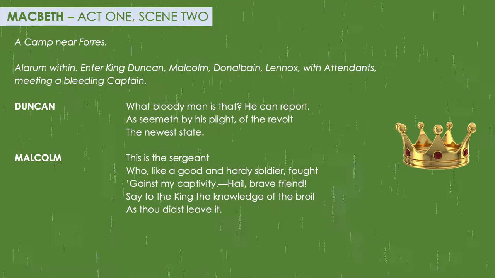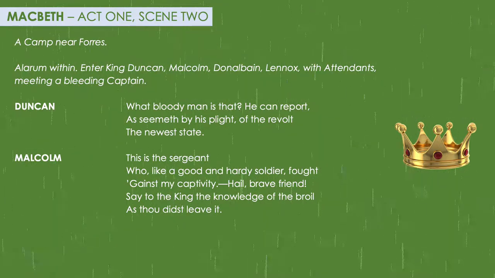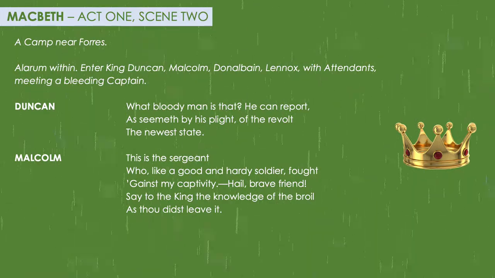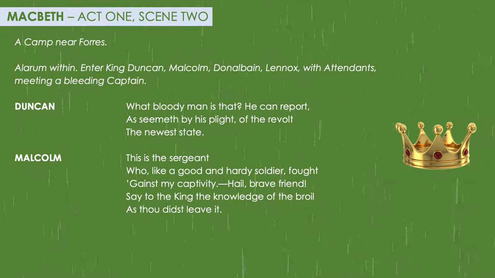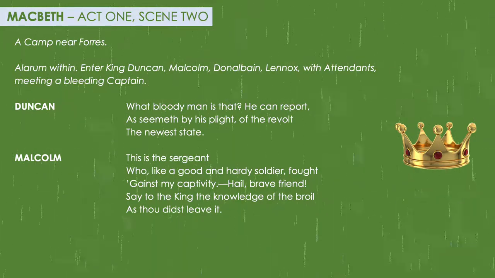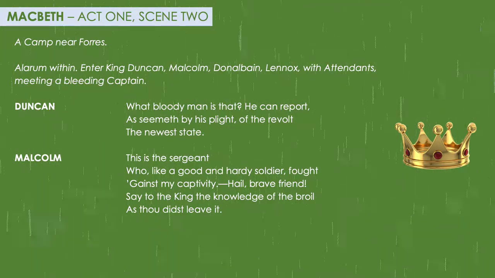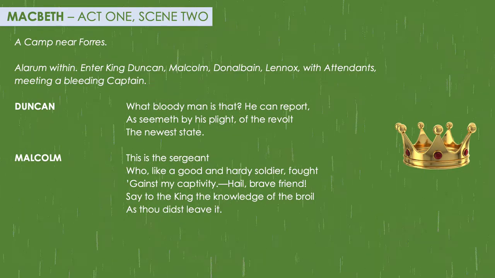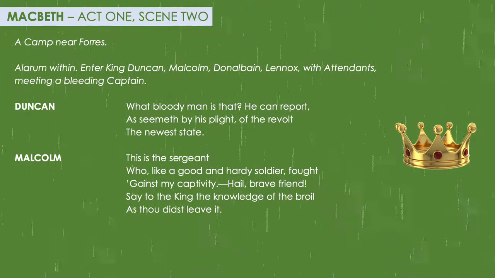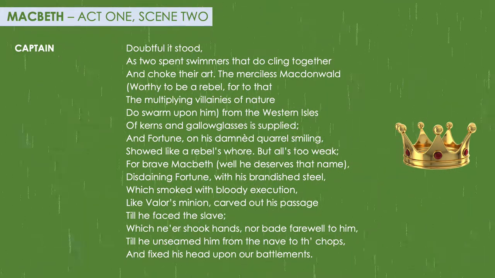Act 1, Scene 2. A camp near Forres. Alarm within. Enter King Duncan, Malcolm, Donalbain, Lennox, with attendants, meeting a bleeding captain. What bloody man is that? He can report, as seemeth by his plight, of the revolt the newest state. This is the sergeant, who like a good and hardy soldier fought against my captivity. Hail, brave friend, say to the king the knowledge of the broil, as thou didst leave it. Doubtful it stood, as two spent swimmers that do cling together and choke their art. The merciless Macdonwald, worthy to be a rebel, for to that the multiplying villainies of nature do swarm upon him, from the western isles of kerns and gallowglasses is supplied.